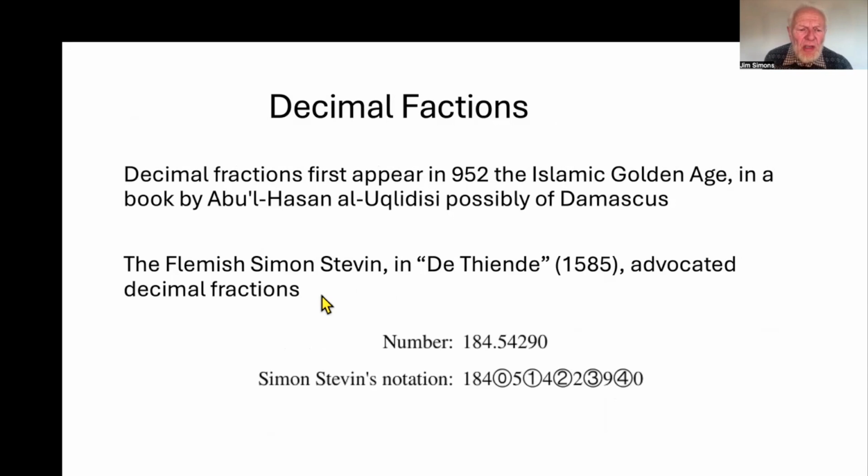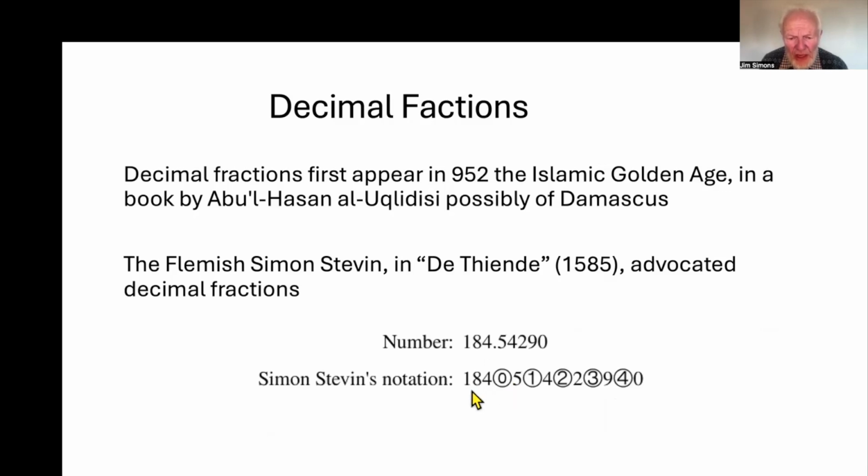Another 100 years or so, the decimal fractions got to Europe. Although they first appeared in the Islamic Golden Age, again, written by this guy, it was the Flemish, actually, he's really an engineer rather than a mathematician, Simon Stevin, who wrote this book, which is about tenths, it's called. And he introduced decimal fractions, or at least I don't know whether he was the first person to use them, but he certainly advocated them, and people took notice and started using them after him.